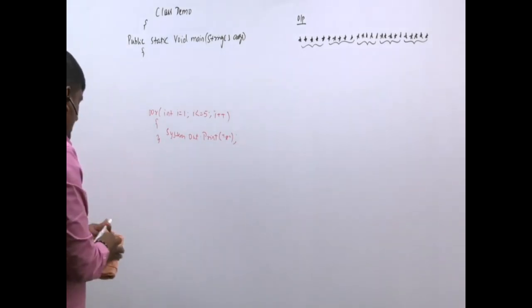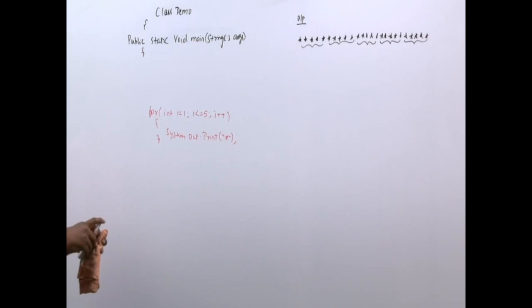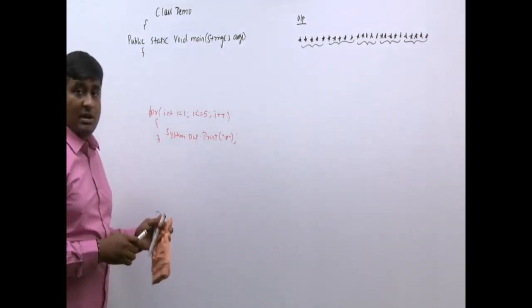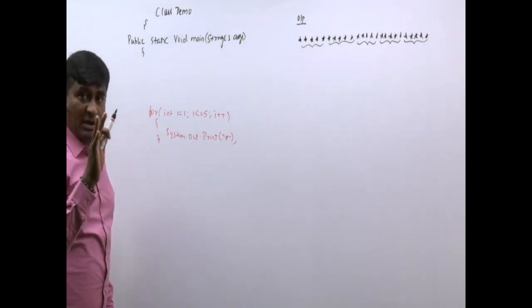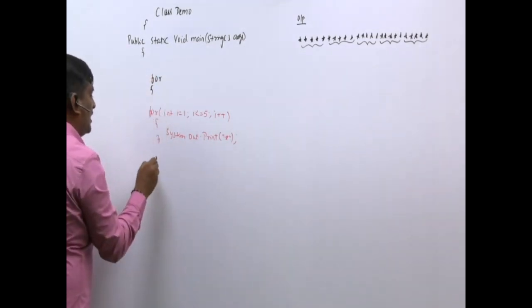Only one copy I will be having. So only one copy. And whatever that one copy that you have, I already told, instead of having multiple copies, keep only one copy, and that one copy you put inside one more for. That is the logic.